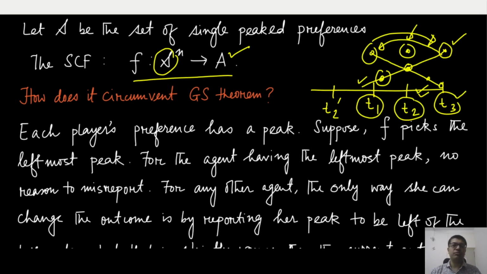So just by looking at this domain restriction of the social choice function, we can actually circumvent the GS theorem. And in the subsequent modules, we are going to prove a result about this domain.